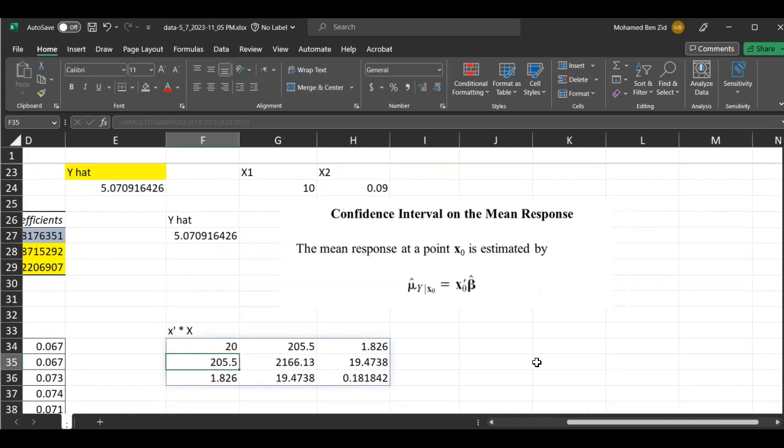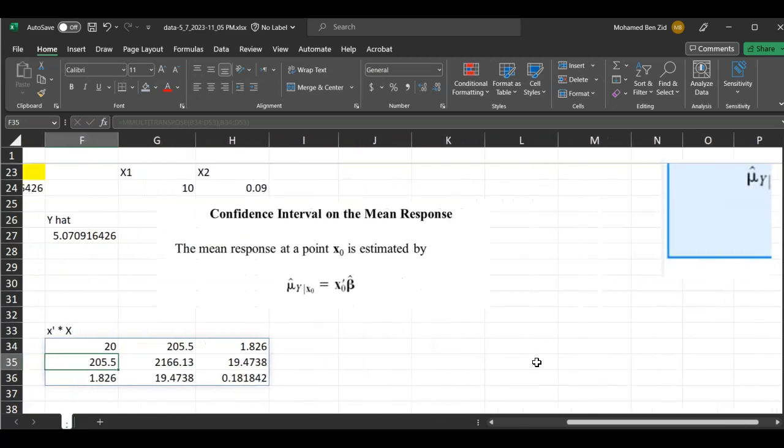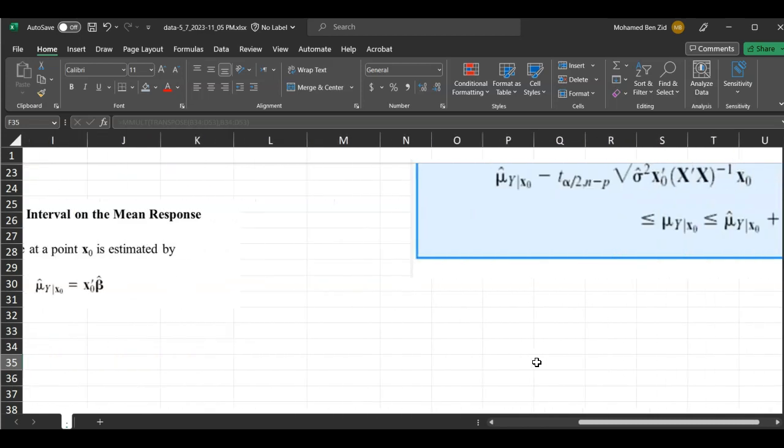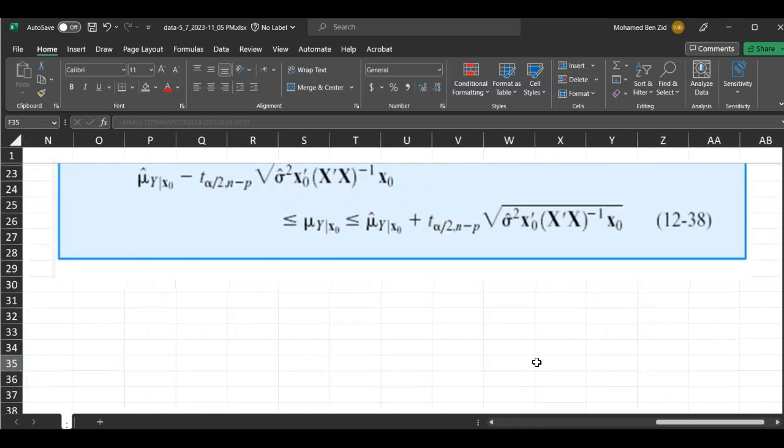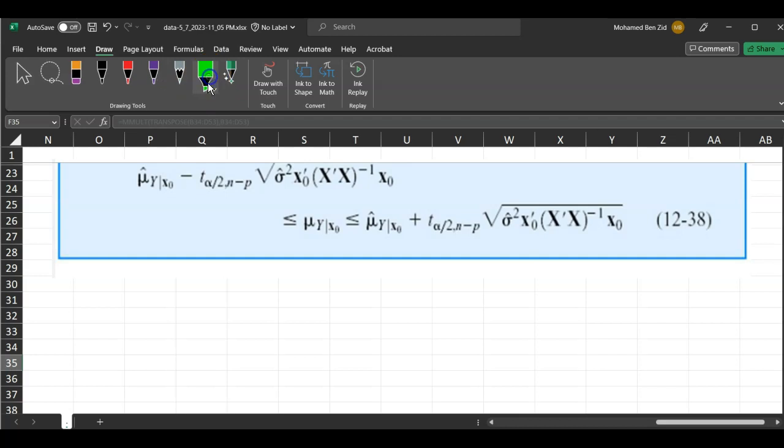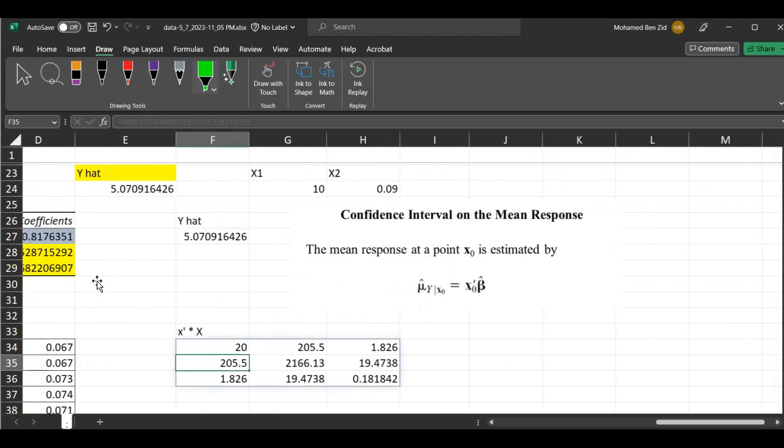Now what we did so far is x prime times x, and let me remind you about the formula. We don't really need x prime times x in our calculation. What we need, so we get this part here, we get the x0, already know it, we know the transpose, we know what is it of this one. So what we need is the x minus 1, right? So x prime times x minus 1, right, the inverse.